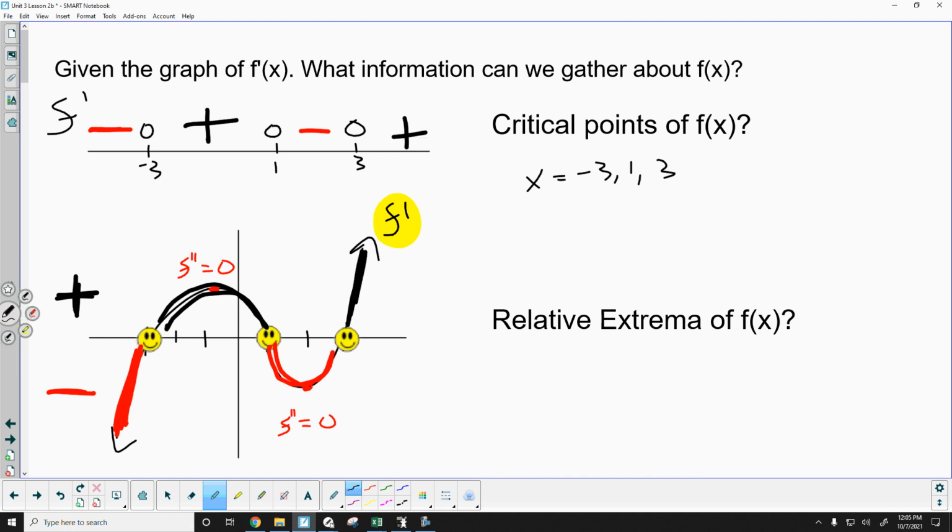All right, tell me. X equals -3, max or min? Min. X equals 1, max or min? X equals 3, max or min? All right. That's how we do that.